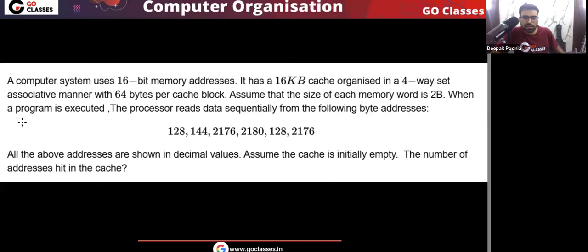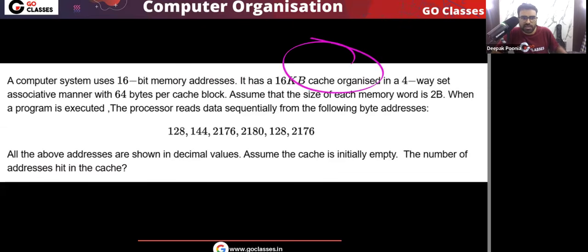Let's solve this question. A computer system uses 16-bit memory address. This is the memory address size, that is 16 bits. It has 16 KB cache memory. This is the cache memory size, or I can say this is the cache data array size.